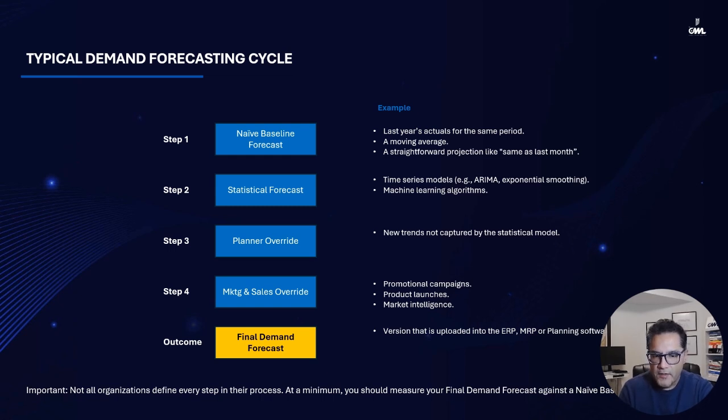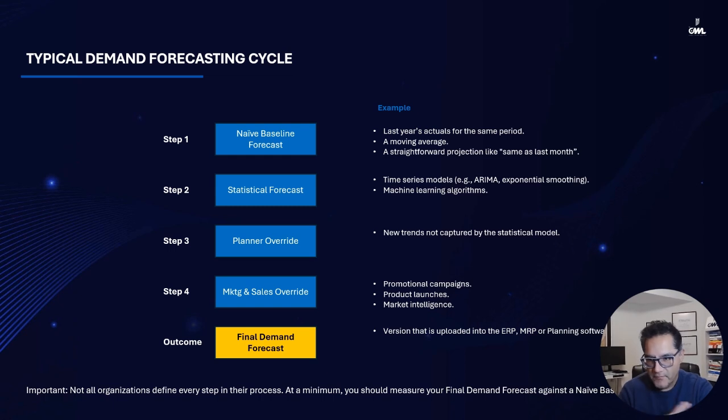So step number one is what is called the baseline forecast. We call it here the naive baseline forecast. Let me give you a couple of examples of what a naive baseline forecast is. Think about when you are projecting your sales for the next month. Maybe one option that you have is just to assume that the sales for next month are going to be the same as last year.